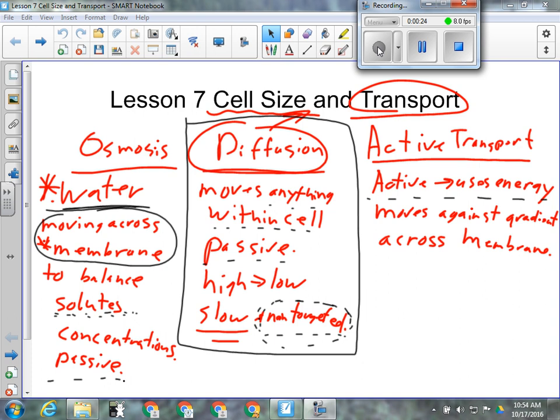For osmosis, the key feature is that it is moving only water, and it is doing that across the membrane in order to balance solutes. Solutes are generally salts, but they can also be things like glucose and stuff like that. And it is passive. It is a passive process, means it happens with no investment of energy, but it also always happens. The cell has no control over that process.